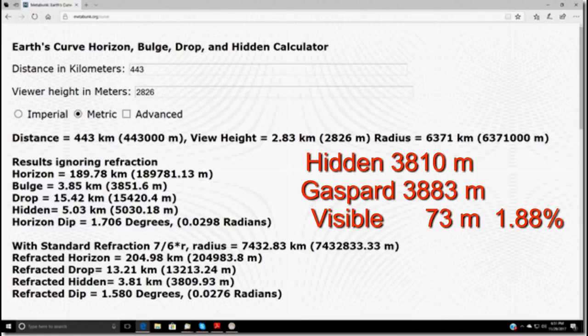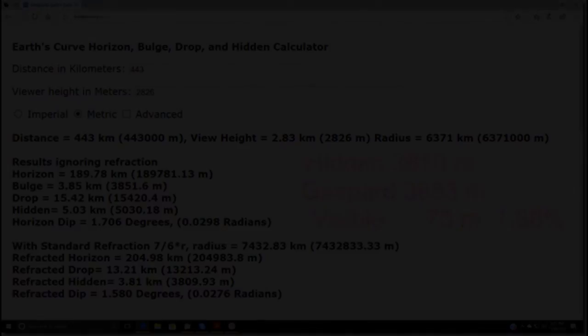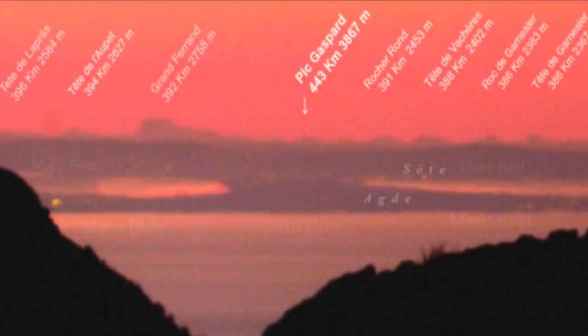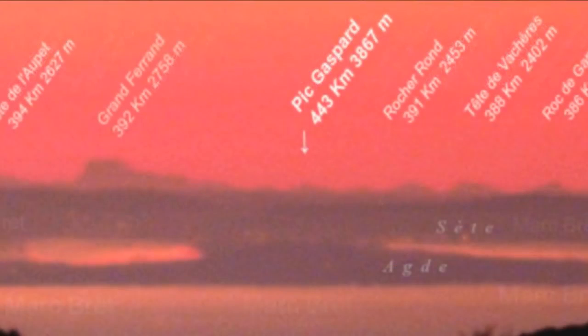Now, if we look at their so-called standard refraction calculator, the hidden portion should be 3,810 meters. Peak Gaspar is 3,883 meters, which means that just 73 meters should be visible. That would be just 1.88% of the elevation of the mountain.